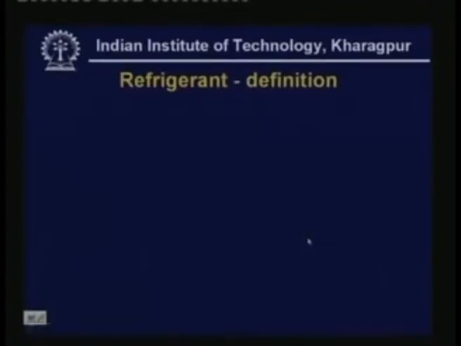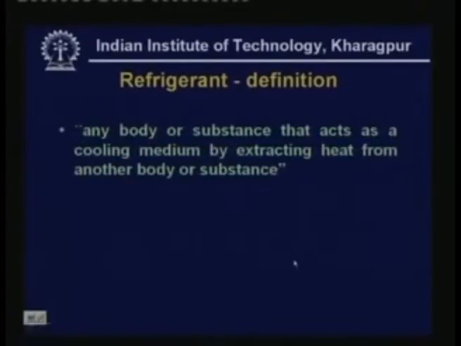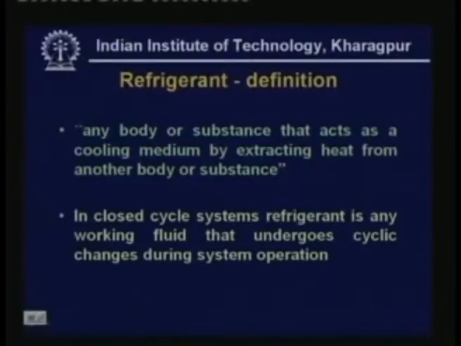Refrigerant. First of all, let me define refrigerant. A refrigerant is defined as any body or substance that acts as a cooling medium by extracting heat from another body or substance. This is a general definition of refrigerant, and under this broad definition, many substances can be called refrigerants. For example, if you are using a block of ice for cooling, then the ice can be called a refrigerant. But since we are interested mainly in closed refrigeration cycles, for us refrigerant means a working fluid that undergoes cyclic changes during the operation of a refrigeration system. So basically we are dealing with working fluids which undergo cyclic changes.